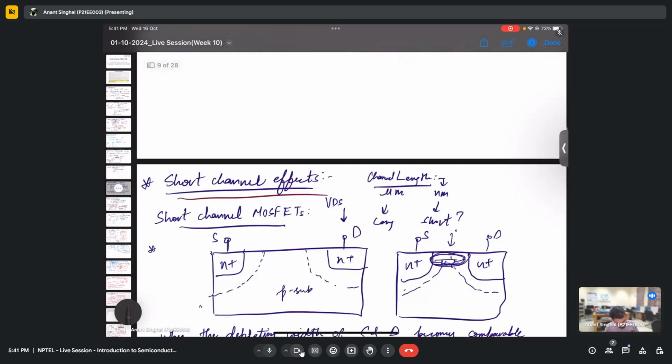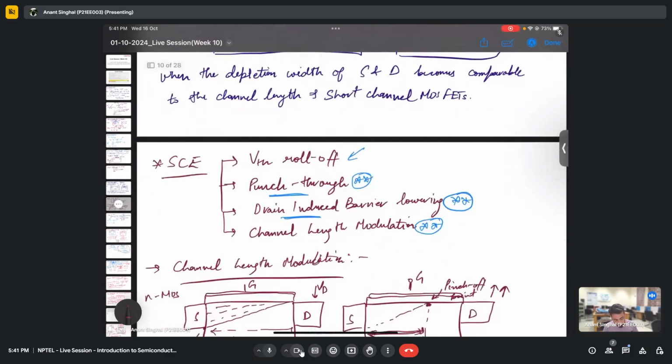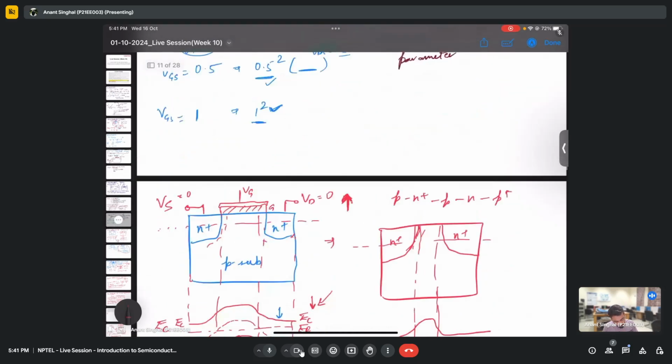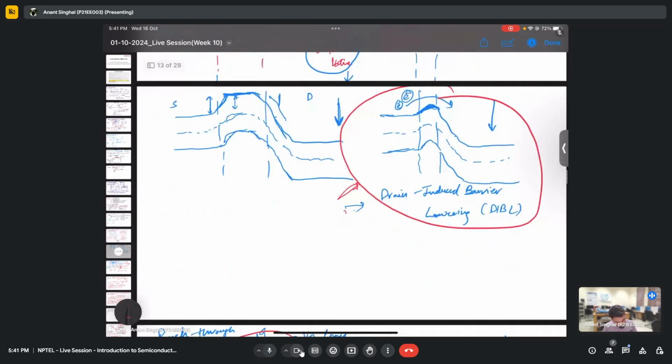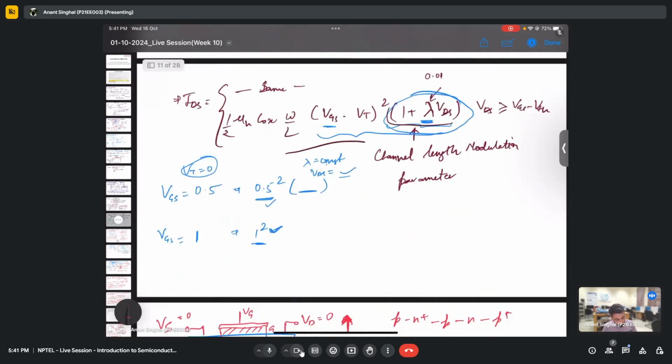And we discussed the short channel effects in this particular lecture. The most important were the VTH roll-off, punch through, DIBL, and channel length modulation. We also derived each and everything. So this was DIBL, this was channel length modulation, because of which we have this factor.